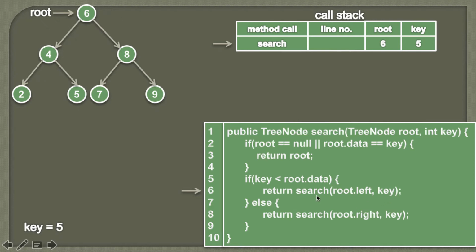Also friends, when we call this search method, we are actually leaving this search method and we are again calling the search method. So in order to keep track of the previous search, we will store the line numbers. So it means that we are leaving this search method at line number 6 and we are again calling search by providing root.left and the key which we want to search. So friends, this search method will be called again.